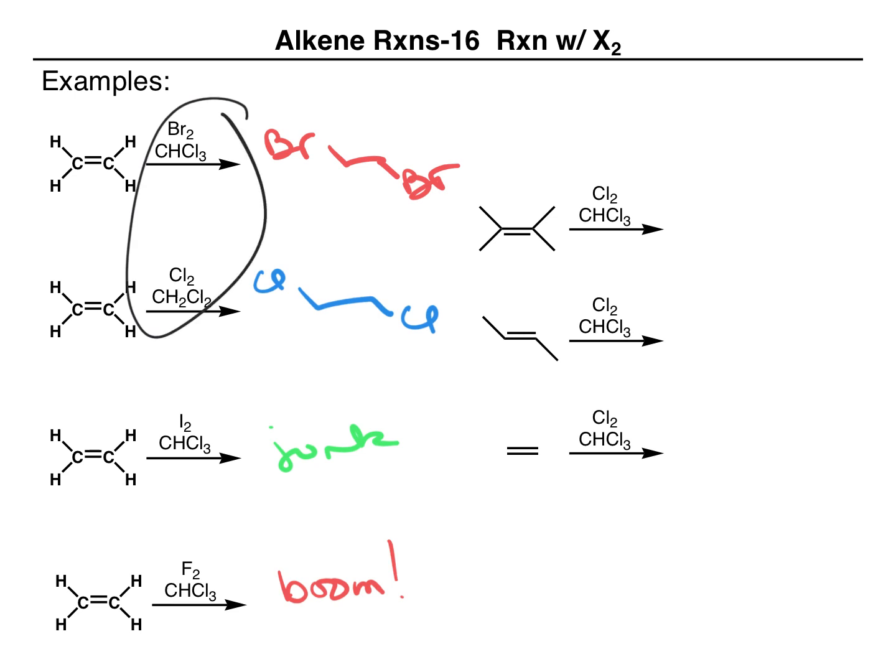Let's look at a few more examples where we are sticking with chlorine, but now we are looking at different alkenes. So this alkene is unsubstituted, this one is disubstituted, and this alkene is tetrasubstituted. All of them will undergo reaction. Keep in mind, I'm not trying to show anything about stereochemistry here.